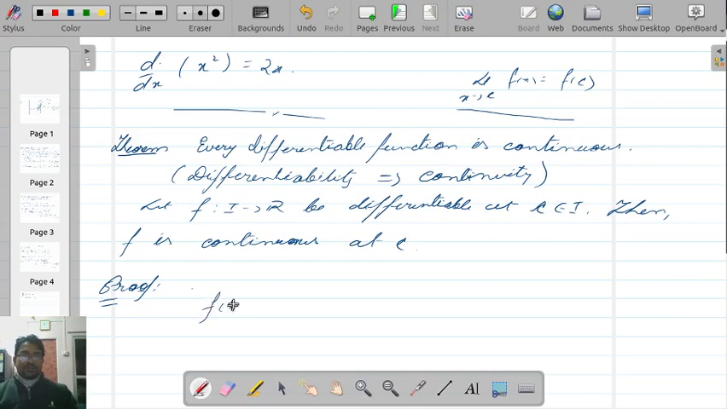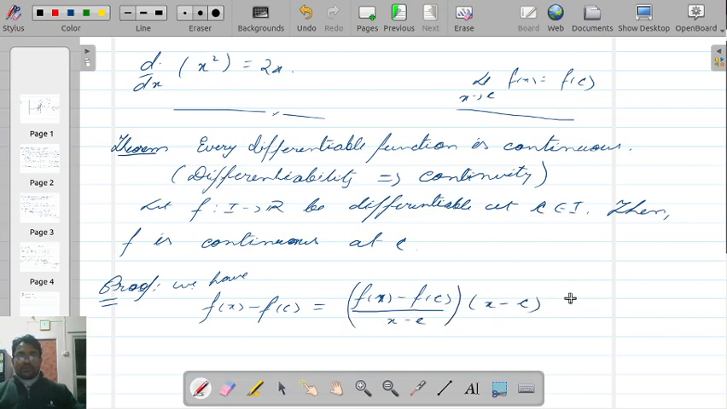So we have f(x) minus f(c). This can be written as f(x) minus f(c) divided by x minus c, into x minus c, whenever x is not equal to c, for all x in I, x not equal to c. So from here you see that it is already given that f is differentiable. That means if we take the limit of this part, this limit is a finite quantity, it exists. And this limit also exists: limit of x tends to c of x minus c is nothing but 0.